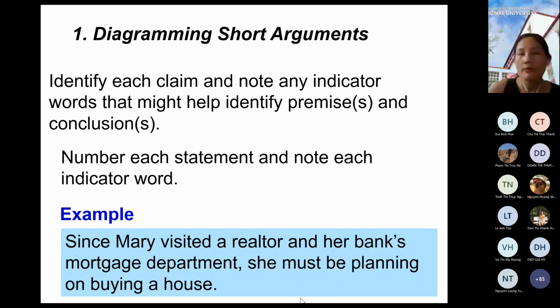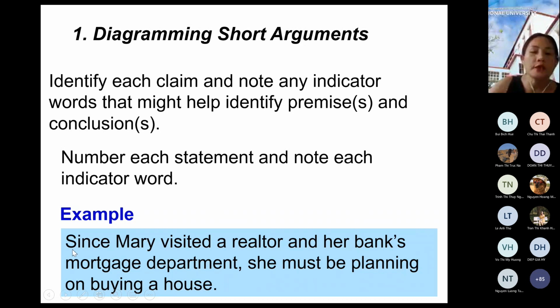The first statement is, since Mary visited a realtor and her bank's mortgage department, and the second is, she must be planning on buying a house. Okay, so Trọng broke it right here, and Trọng said that there is 1 premise and 1 conclusion. I believe you all agree that the conclusion is she must be planning on buying a house, isn't it? So now the difference is on the previous part.